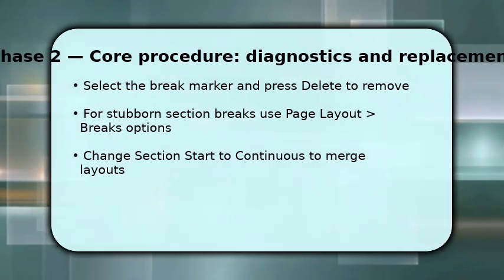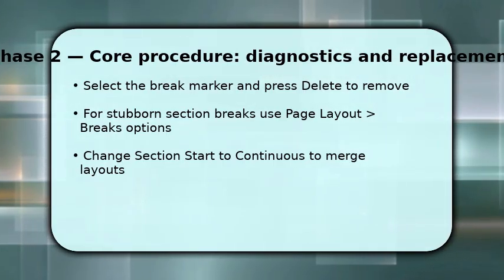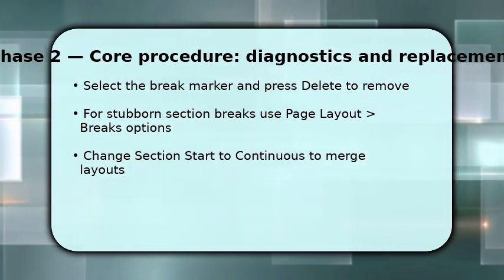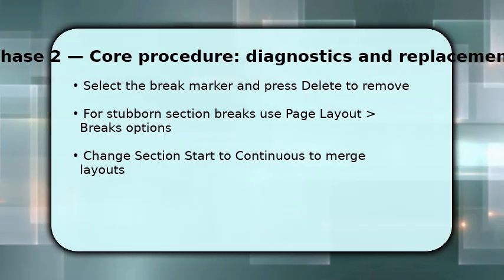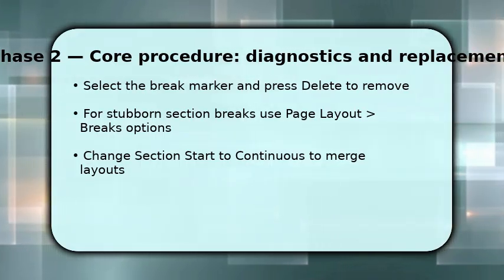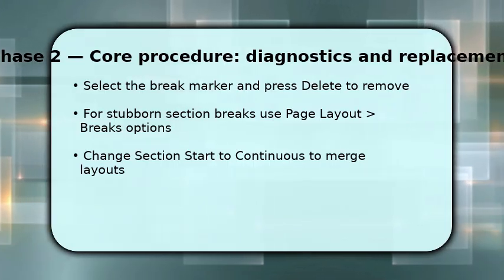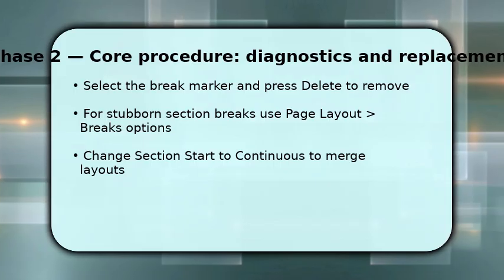If it's a section break, go to Layout, Page Layout in older Word, choose Breaks, then pick the right section start such as continuous to merge sections without losing headers. You can also cut and paste surrounding text to preserve spacing. Take it slow. Changing section types is why documents shift unexpectedly.